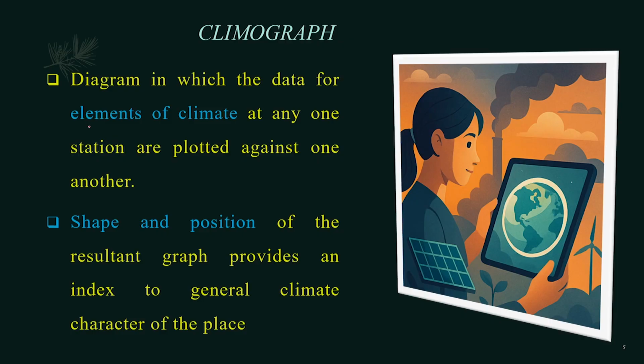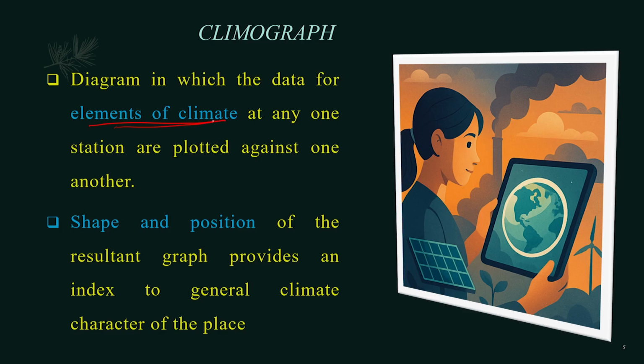So, basically what is a climograph? As I mentioned earlier, there are certain elements in climate data. All those elements of climate are visually represented in climographs. In a climograph, we will be looking into the elements of climate data, and these data will be represented using the elements of climate. The next point is the shape and position of the climograph. Each shape of a climograph tells us about the climatic condition prevailing in a particular region.